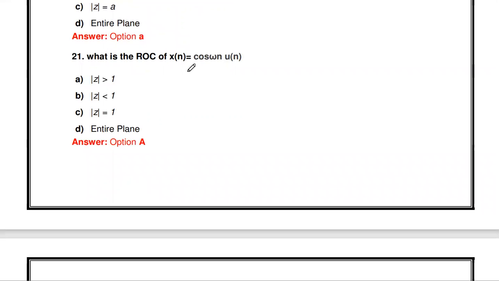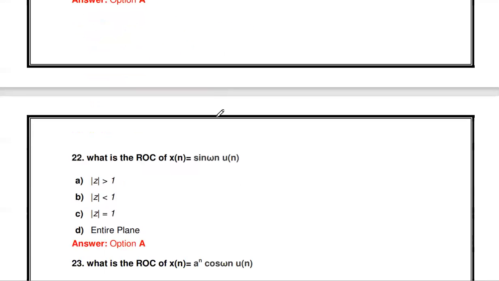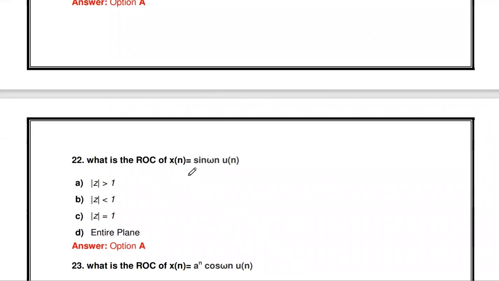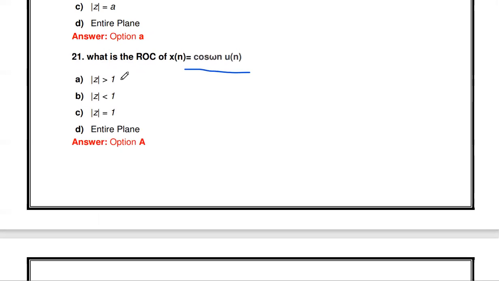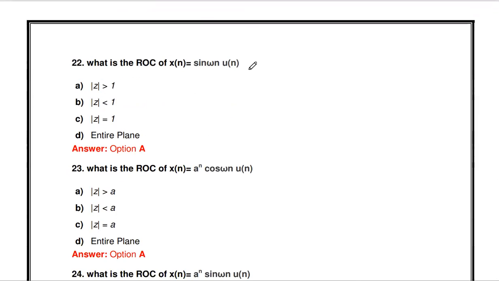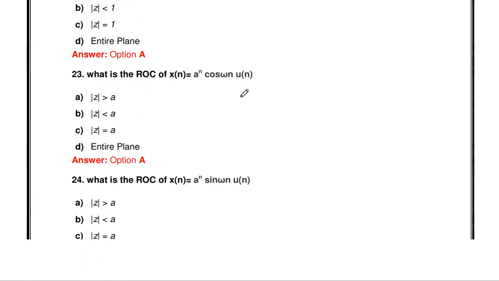Okay, and what is the ROC of cos omega n u of n? So cos omega n u of n, sin omega n u of n. These two signals have the ROC modulus of Z greater than 1, since it is a causal sequence, so greater than some value. So for cos omega n, sin omega n, the ROC is modulus of Z greater than 1. Similarly, for sin omega n u of n also, the ROC is modulus of Z greater than 1.